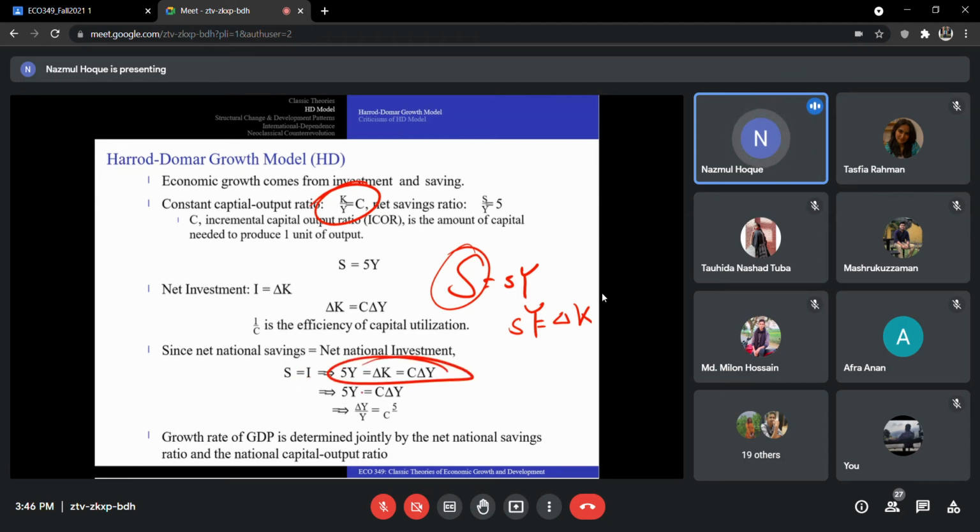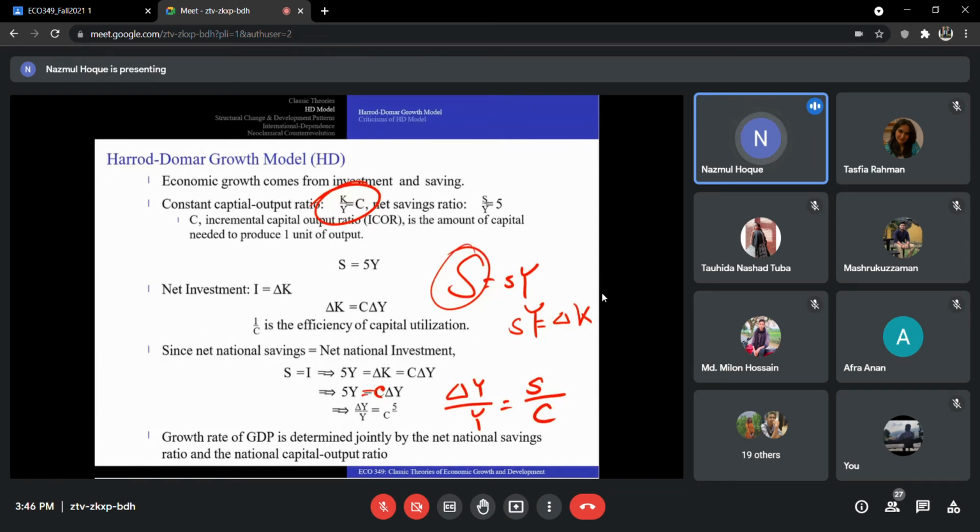Rearranging this one, we get savings rate times Y, so savings rate times Y is equal to C times change in output. If you rearrange this whole thing, you get this one. So this is basically change in Y divided by Y is equal to the net savings rate divided by the incremental capital output ratio.